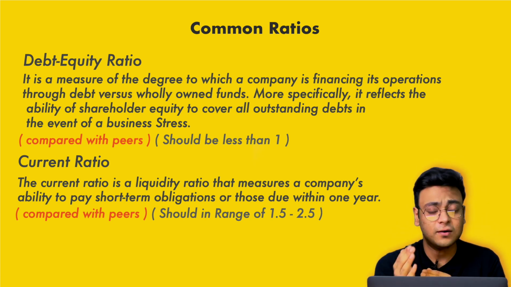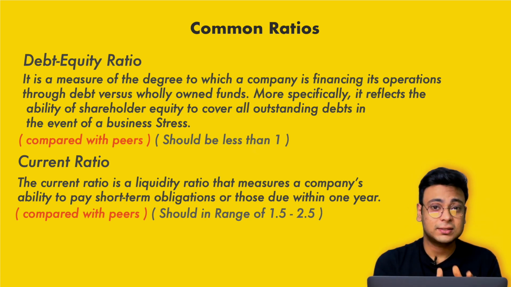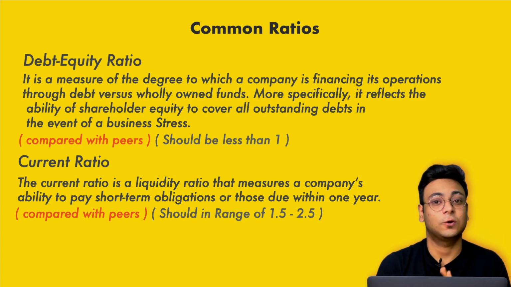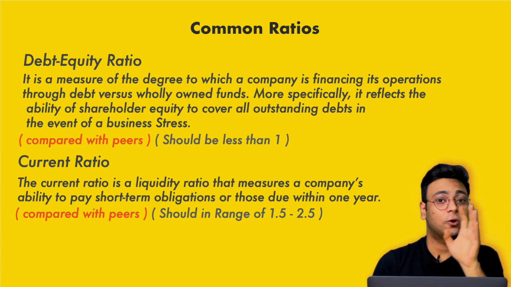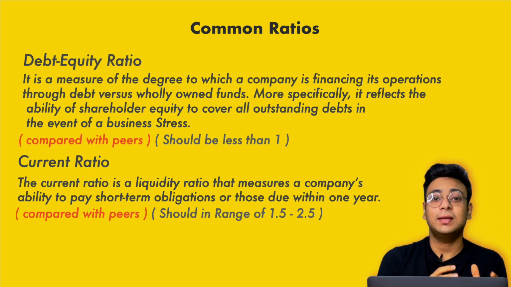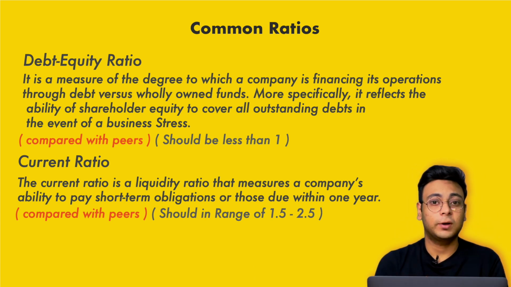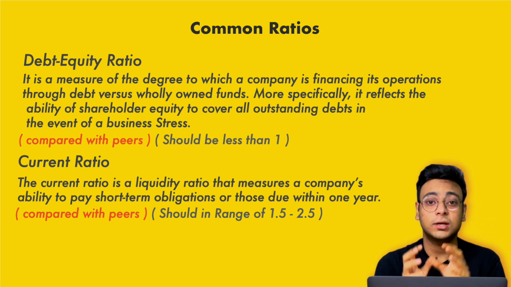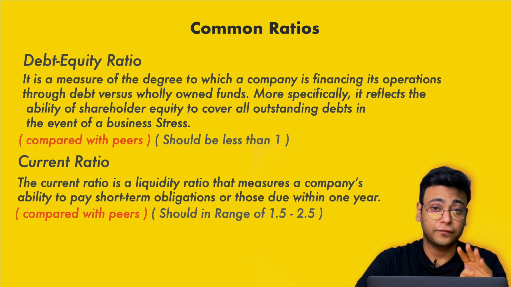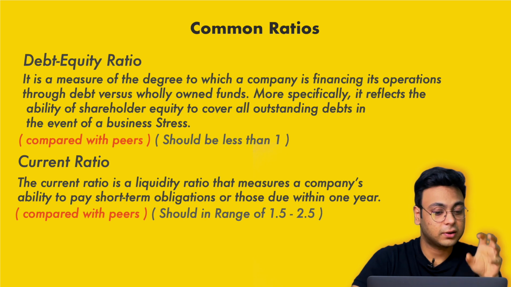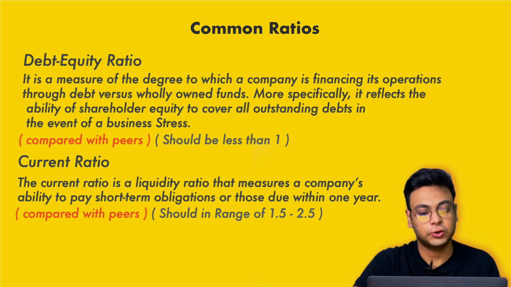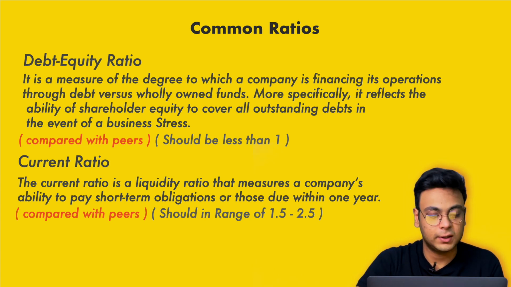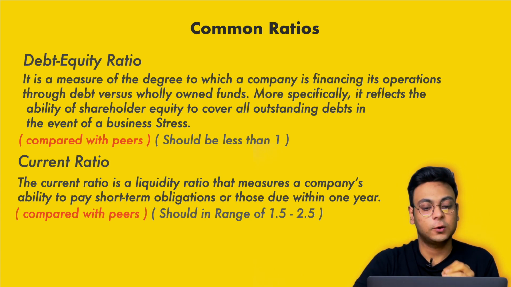Now, whenever we have this ratio, it would be compared again with its peers and should be less than 1. Debt to equity less than 1 would mean that the company is ideal. So debt to equity should be less than 1, and that would be a very good investment opportunity for a company. The fourth ratio is the current ratio. Now the current ratio is a liquidity ratio that measures a company's ability to pay short-term obligations or those due within 1 year.